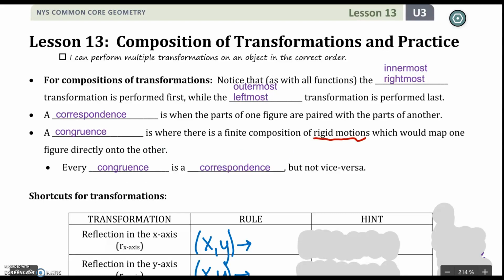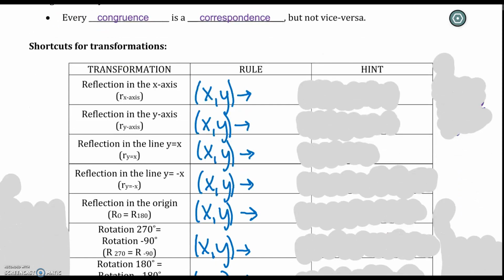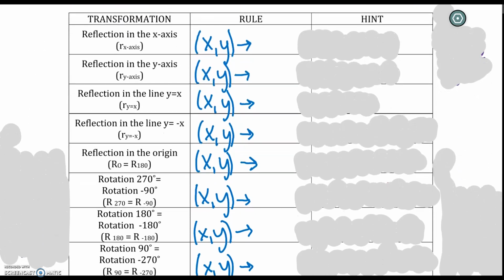Every congruence is a type of correspondence, but not vice versa, because we could do something to change the size, even though the corners or points would still match up with another point. It could be enlarged or shrunk, and so that wouldn't be a congruence, but it would still be a correspondence. Okay, so corresponding is the most important thing that we have to understand, and that's what maps to what.